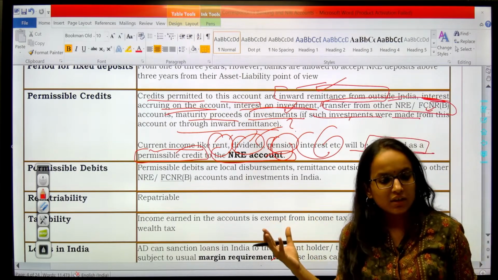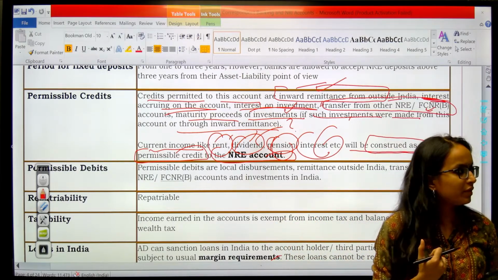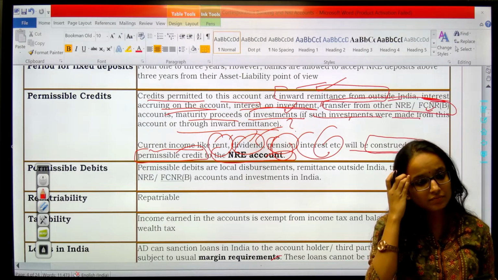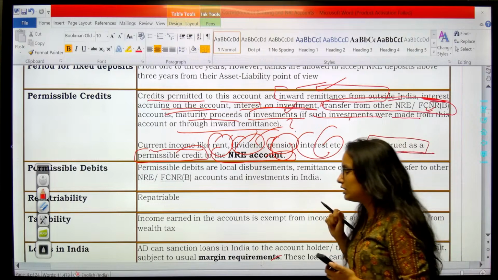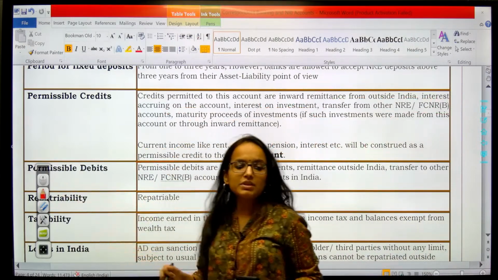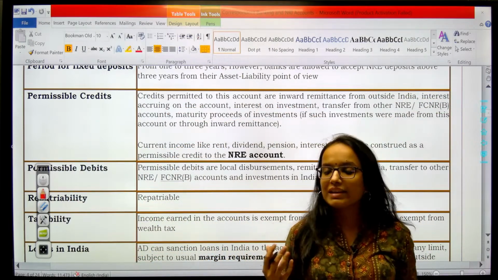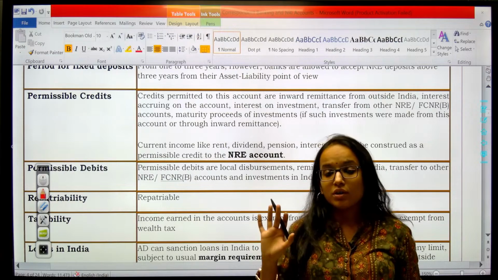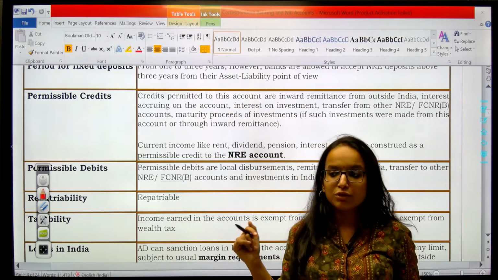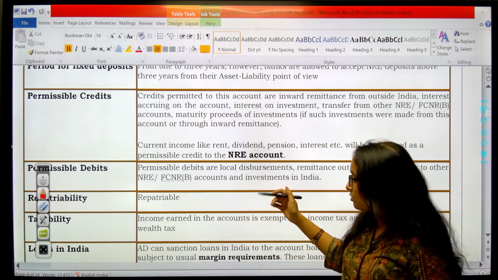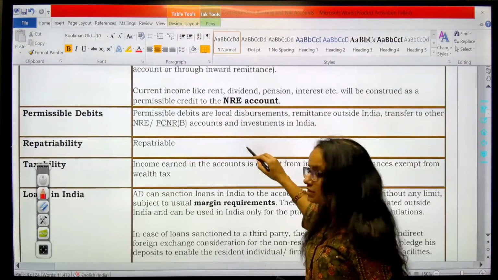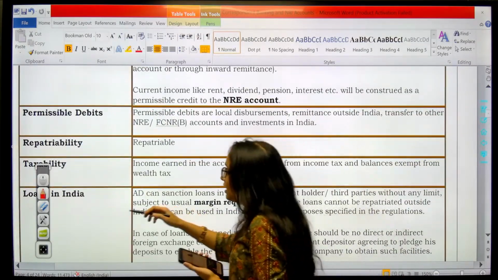What is a dividend? Dividend is basically the distributed profit, the share of profit which you receive, right? Then we have seen the permissible credits, what all can come into this account. For what all purposes can you send money from this account? The permissible debits, let's look into this. What are the permissible debits?